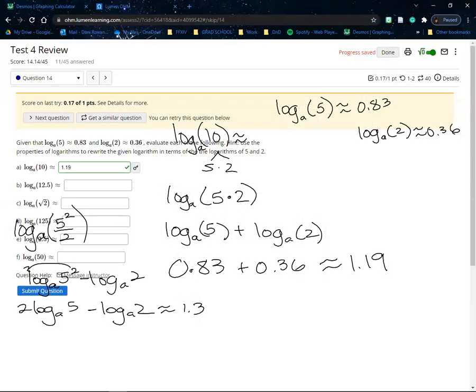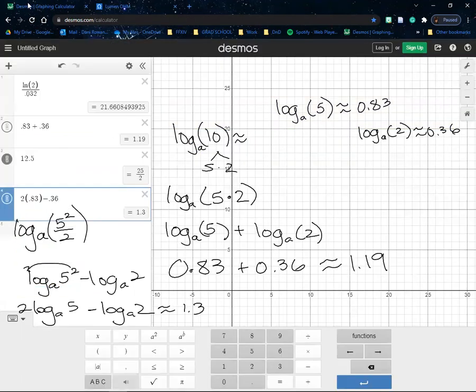Oh, okay, I see. You see that? Yeah. And then after that, you gotta times it. Or you can put it in the calculator like that too. Yeah, you saw with Desmos, I just literally put 2 times 0.83. Okay, got it.